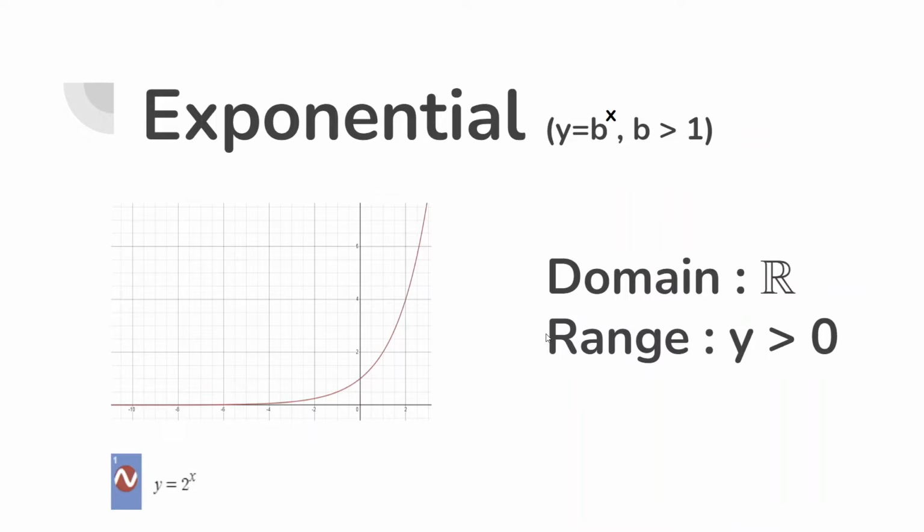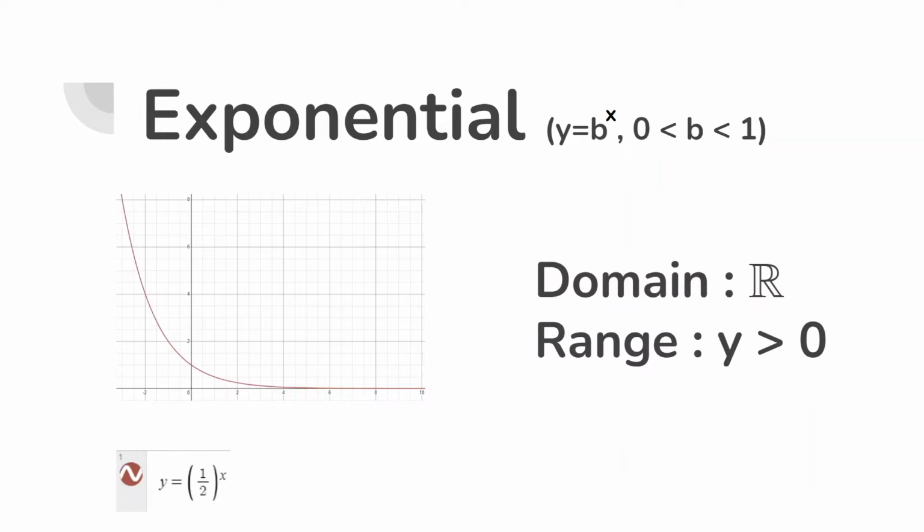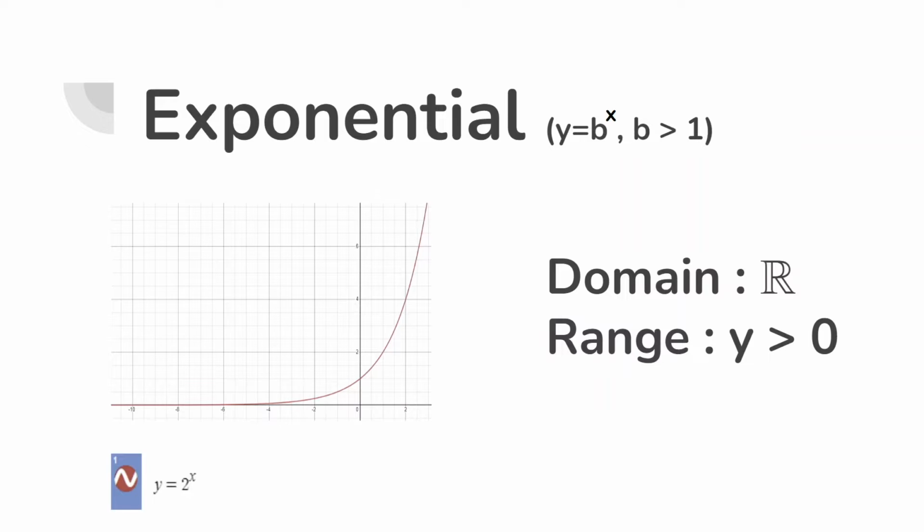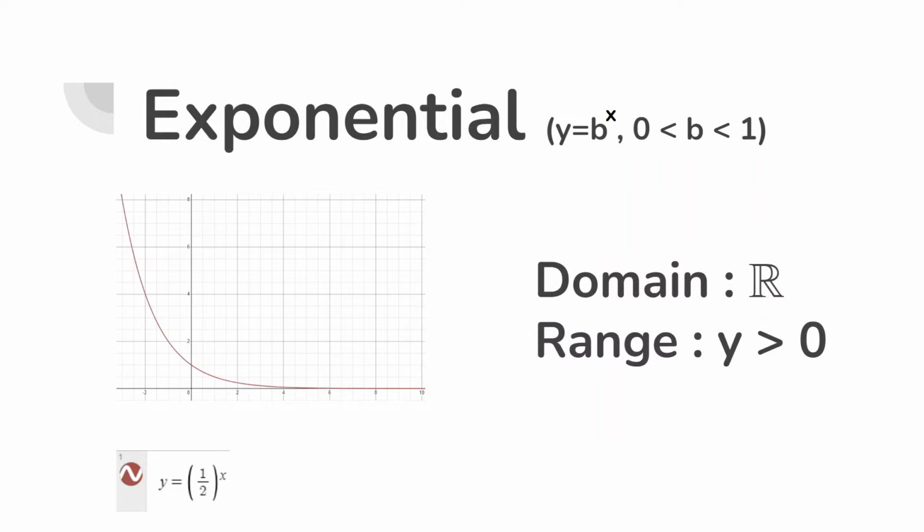Now we have the exponential function. Its parent function is y equals b to the power of x. Actually, we have two versions of the exponential function. One is when b is greater than 1, and the other one is when b is between 0 and 1. Both of them have a domain of all real numbers and a range of y greater than 0.